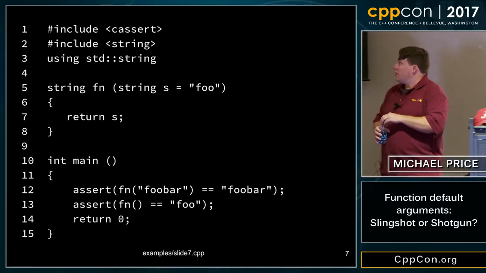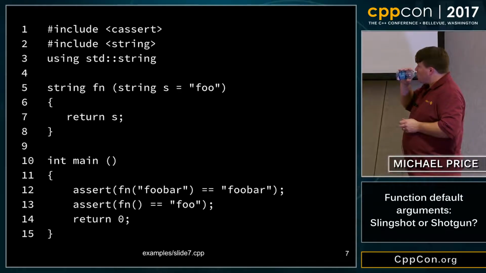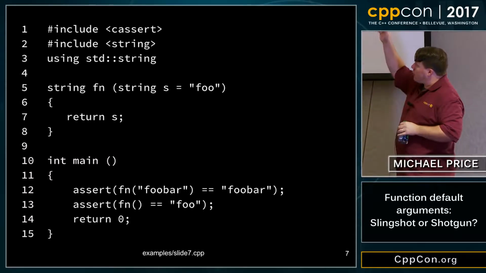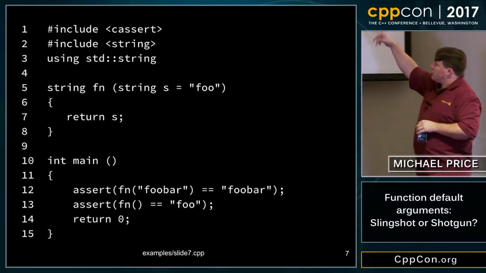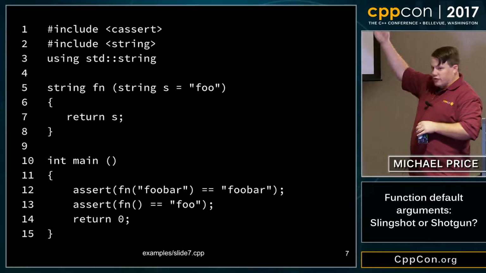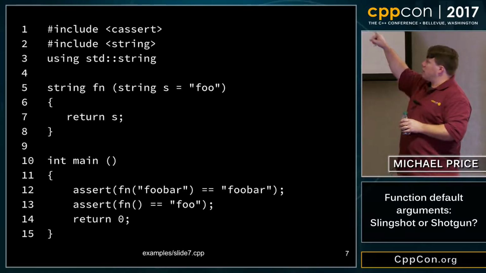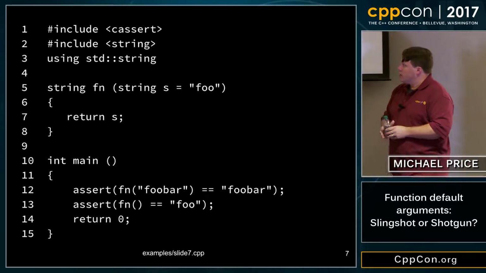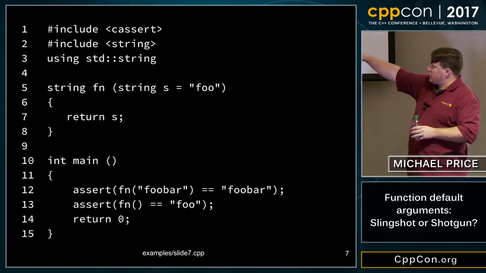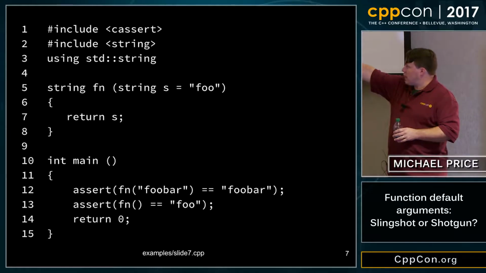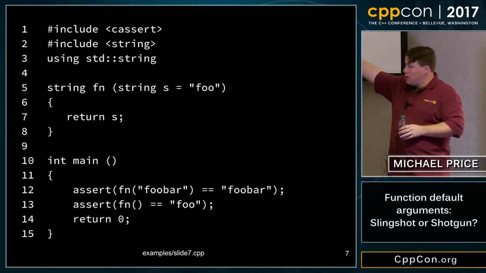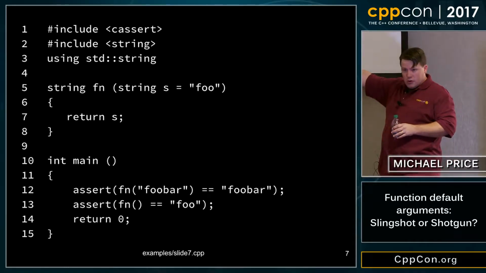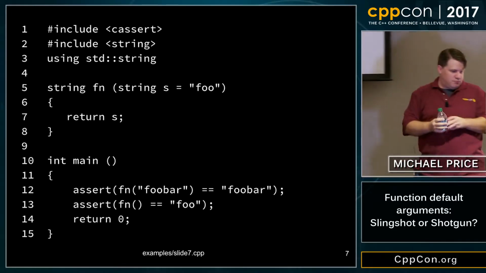So a simple example. I'll let you grok this for a second. Okay, it's pretty simple. We have a function called fn that takes a string and returns a string. It just returns the string you gave it. And we provided a default function argument of the string foo. Then in our main function here, we can assert that if you pass in a string to fn, you just get that string back. If you don't pass any string in, you should get the default back, which is foo. Simple, easy, piece of cake.